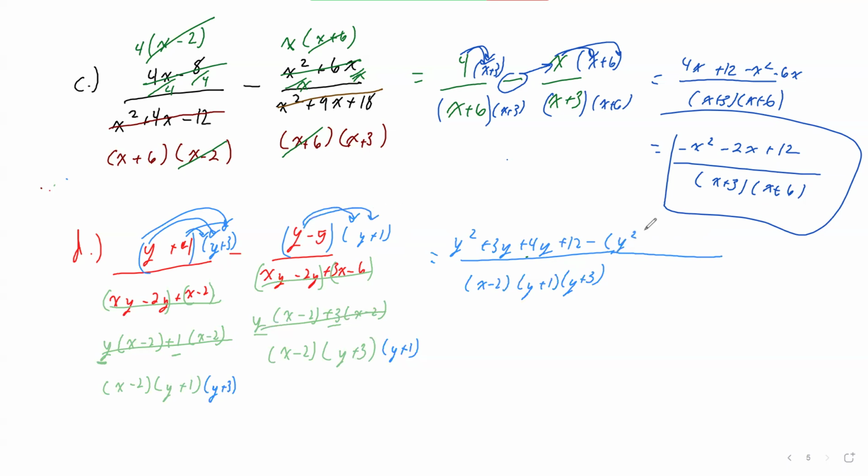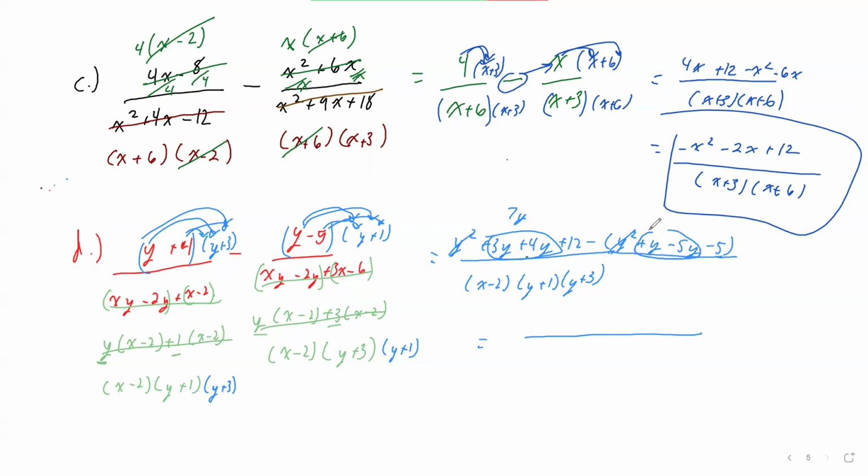Y times 1 is 1y. Negative 5 times y is negative 5y. And negative 5 times 1 is negative 5. Combine like terms, y squared minus y squared cancel. 3y plus 4y gives me 7y.